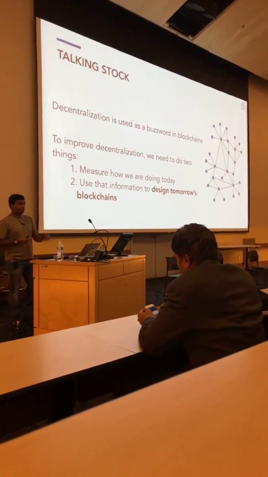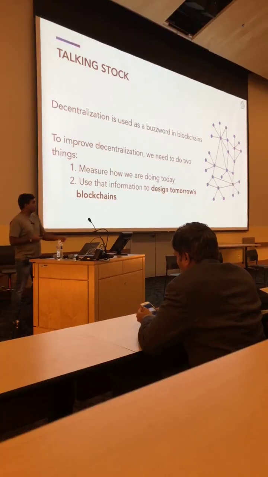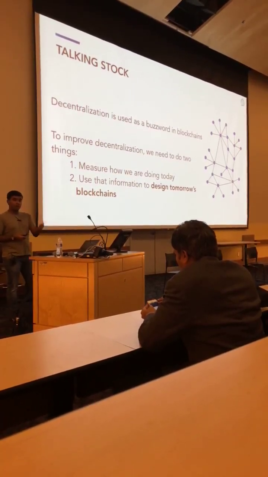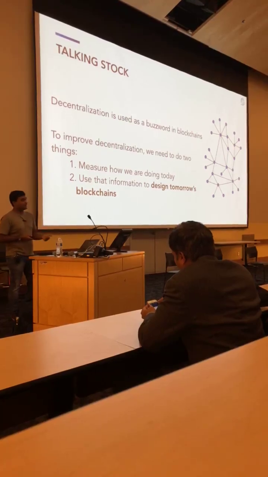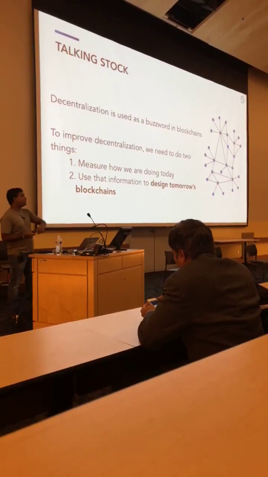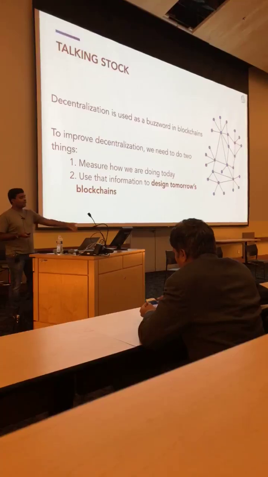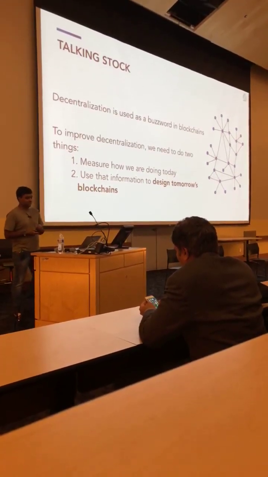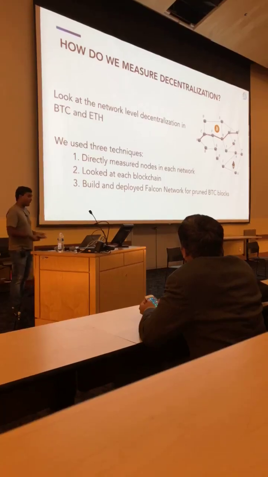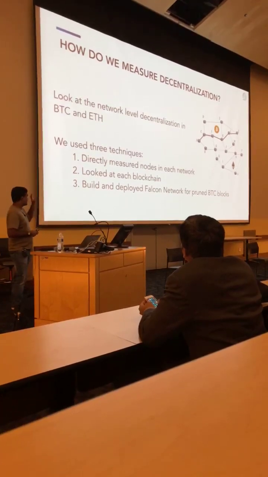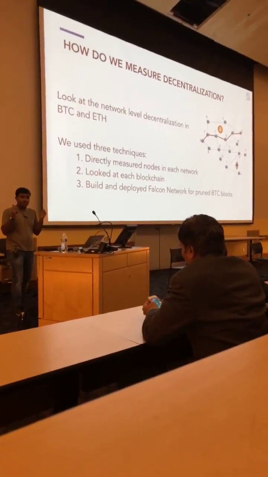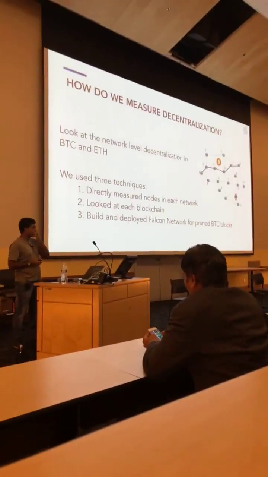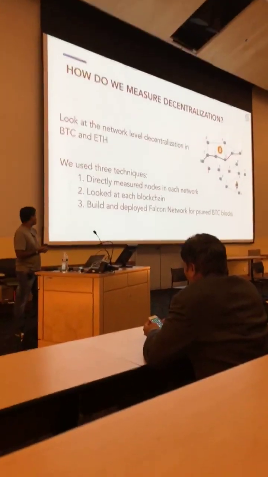However, if we want to actually seriously improve the state of decentralization in blockchains, we have to do two things. One, we have to measure where we are today. And the second is we have to use that information to design tomorrow's blockchains and see what they should look like in the future. So how do we measure decentralization? Here I'm going to focus on network layer decentralization. And we use three techniques to get at this core concept.